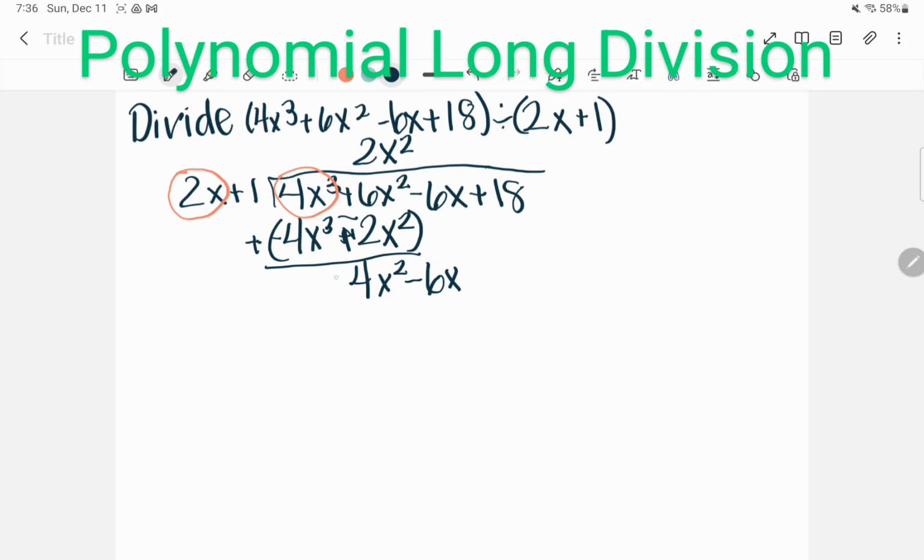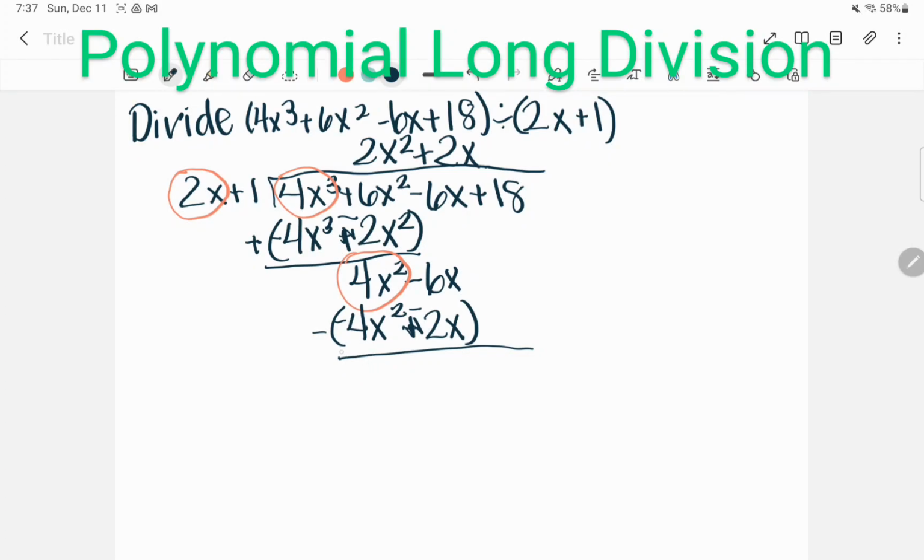And I go back and I repeat my process, asking myself, what do I need to multiply 2x by to get 4x squared? And that's going to be positive 2x. I'll write that above my negative 6x. And I will multiply: 2x times 2x is 4x squared, and 2x times positive 1 is positive 2x. And I'm then going to, again, subtract the binomial that I've obtained.